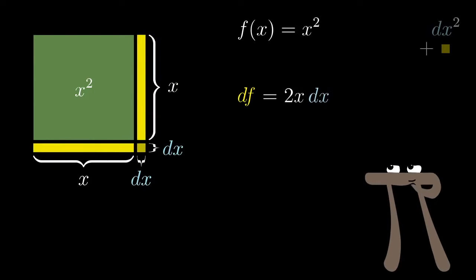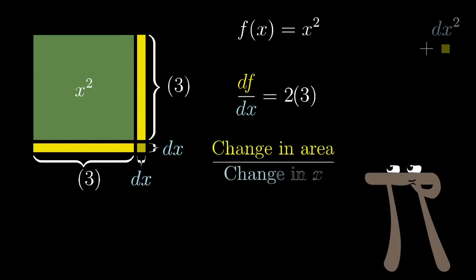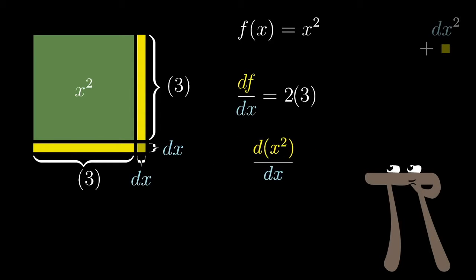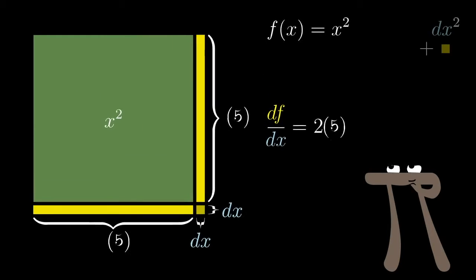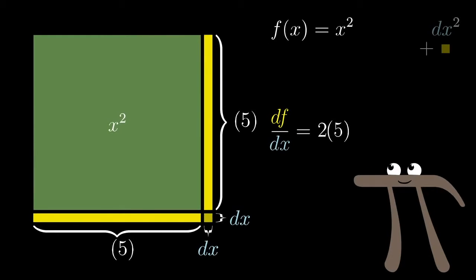What this leaves us with is that df is just some multiple of dx. And that multiple, 2x, which you could also write as df divided by dx, is the derivative of x squared. For example, if you were starting at x equals 3, then as you slightly increase x, the rate of change in the area per unit change in length added, dx squared over dx, would be 2 times 3, or 6. And if instead you were starting at x equals 5, then the rate of change would be 10 units of area per unit change in x.